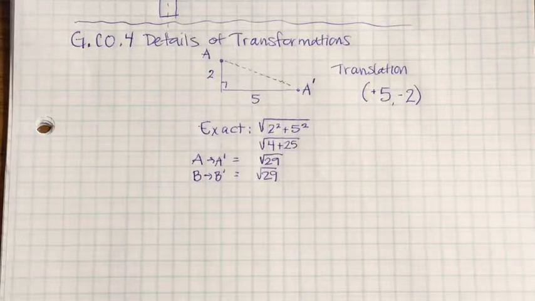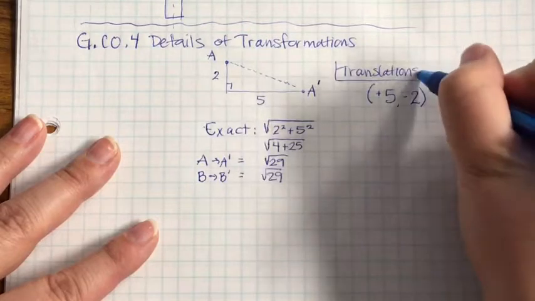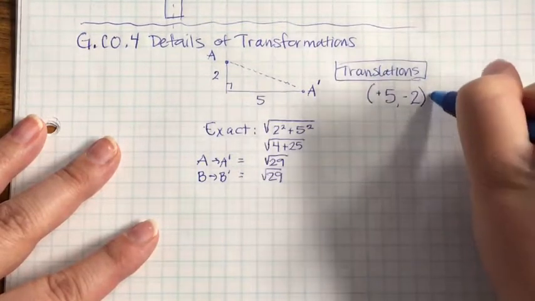Okay, next thing. So this was for translations. Translations. This was coordinate notation.